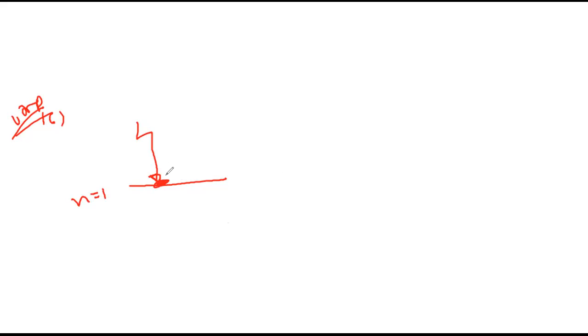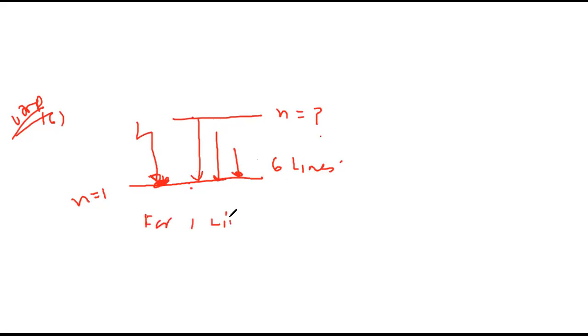Okay. That means it absorbs and goes to some orbit. We don't know which orbit. But when it relaxes, it gives six different lines. Then we want what was that lambda or energy which it has absorbed. Whenever one line is obtained, then two orbits are combined together. You follow what I'm saying? Two orbits are together.